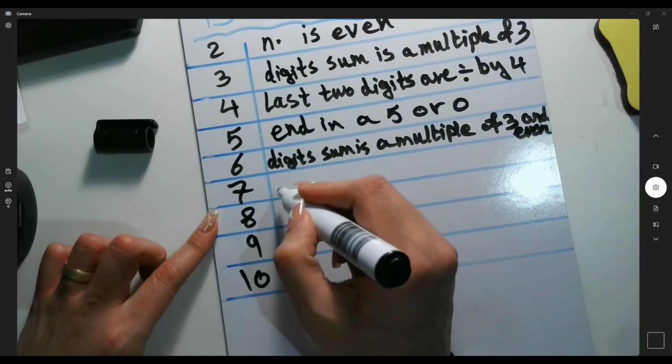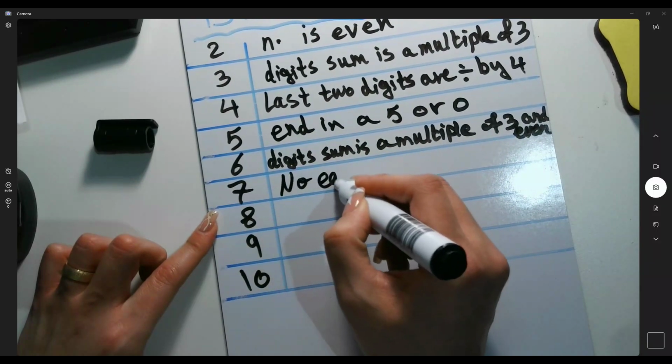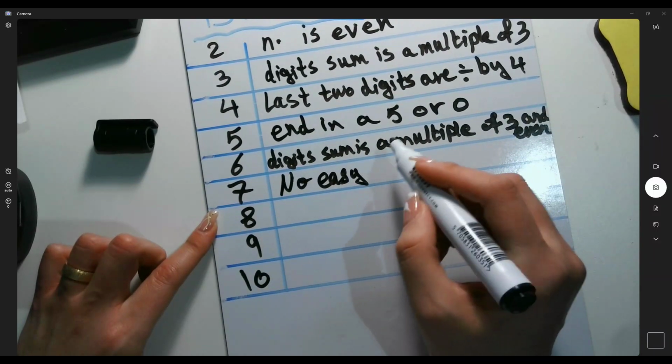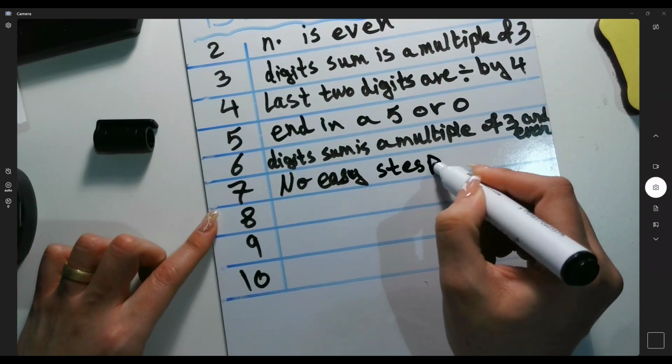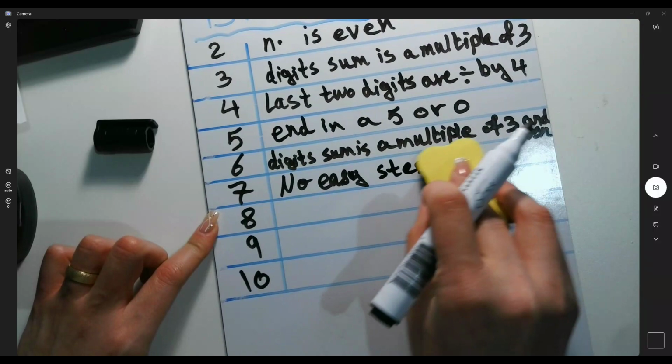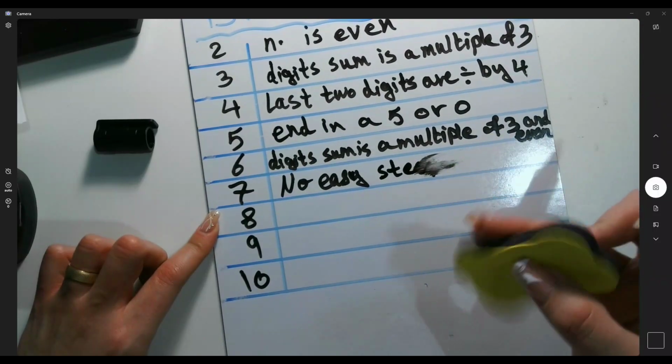7, no easy steps here. You have to learn the 7 time table by heart. Oops, my bad. What I wrote.